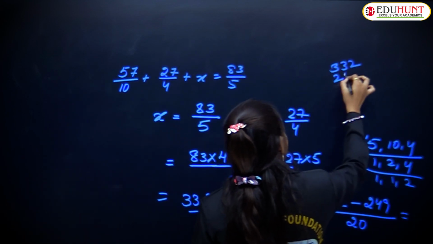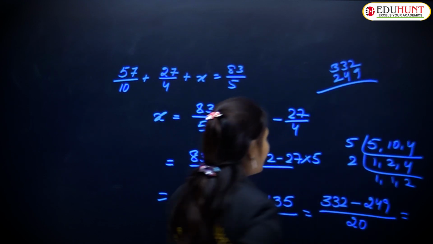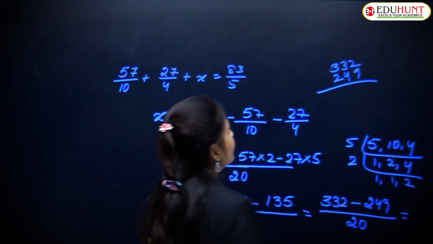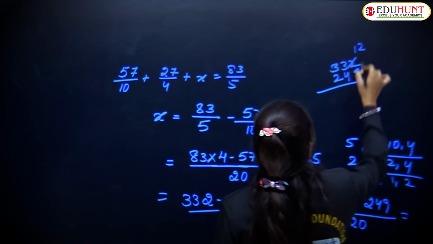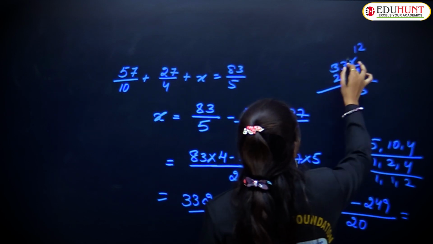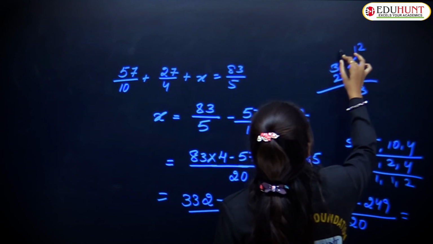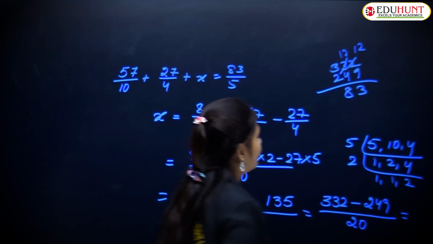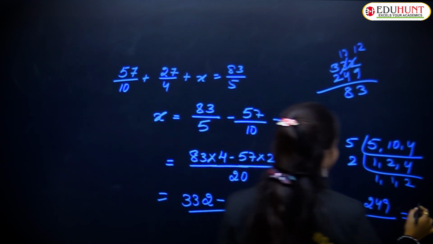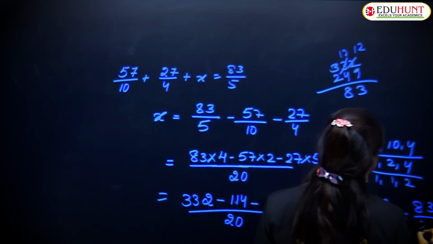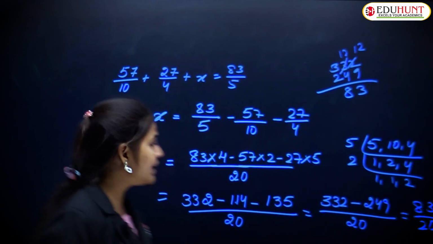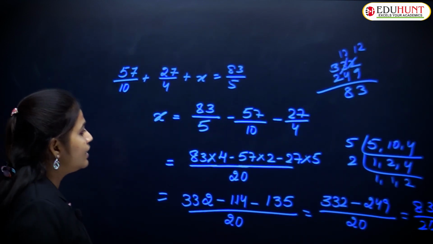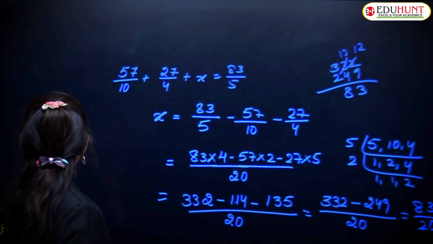So which is equal to 332 minus 249. 12 minus 9 is 3. And here 12 minus 4 is 8. Understand? So 83 by 20. Finally we got 83 by 20.